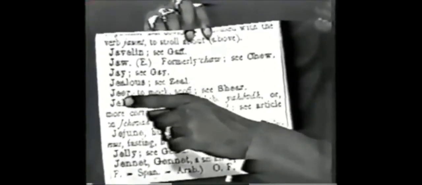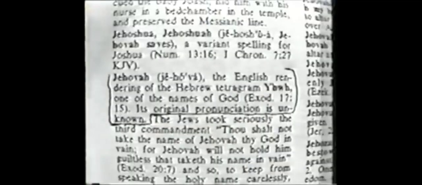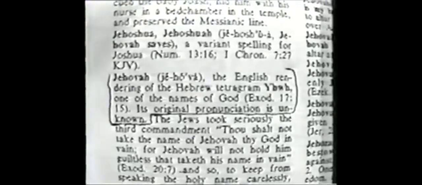So when you go back to the Bible dictionary, read Jehovah. Now check this out. Read the Bible dictionary again. This is page 270. Jehovah, the English rendering of the Hebrew tetragram, Wa, Ya, Ha, Wa. YHWH. One of the names of the Most High. Its original pronunciation is unknown. Now that's the lie. Its original pronunciation is unknown.